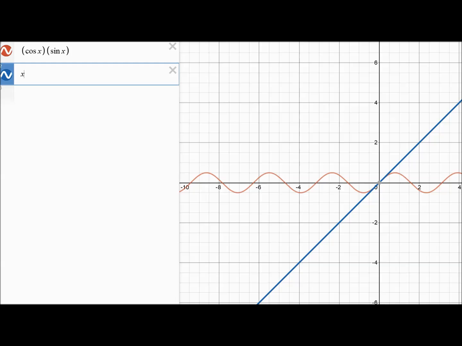And then I typed in x. Now, you know when you solve an equation, you're just finding out where those two graphs intersect each other. Notice the only point of intersection is right there in the middle where the dot is at 0, and that's the one that we found.